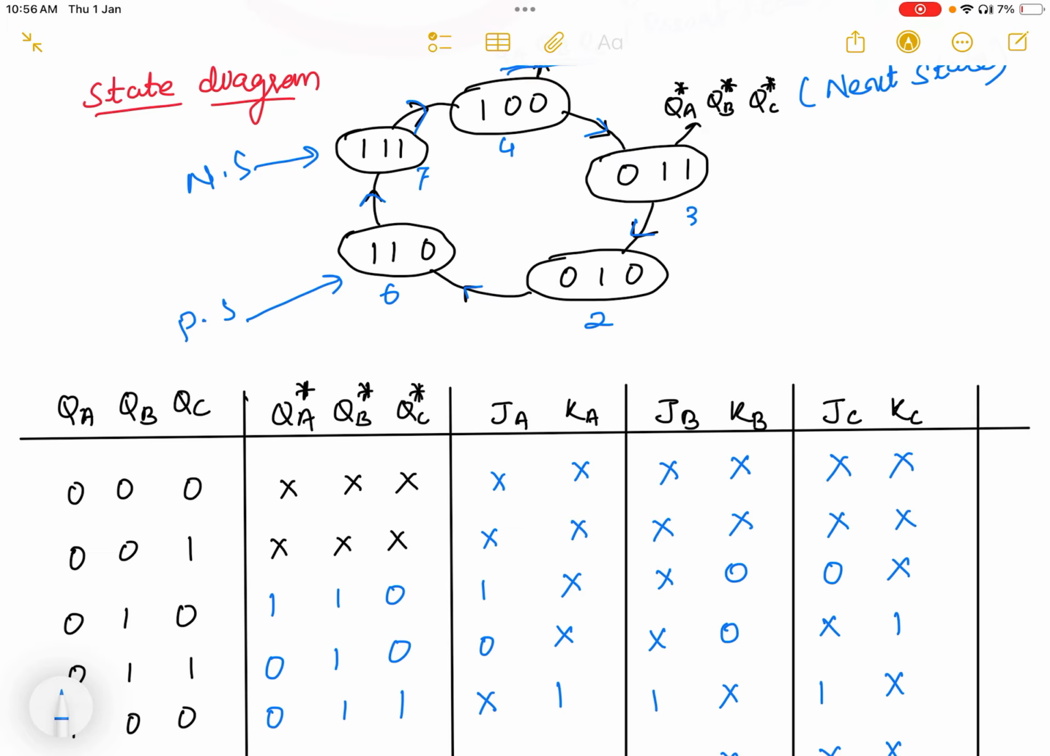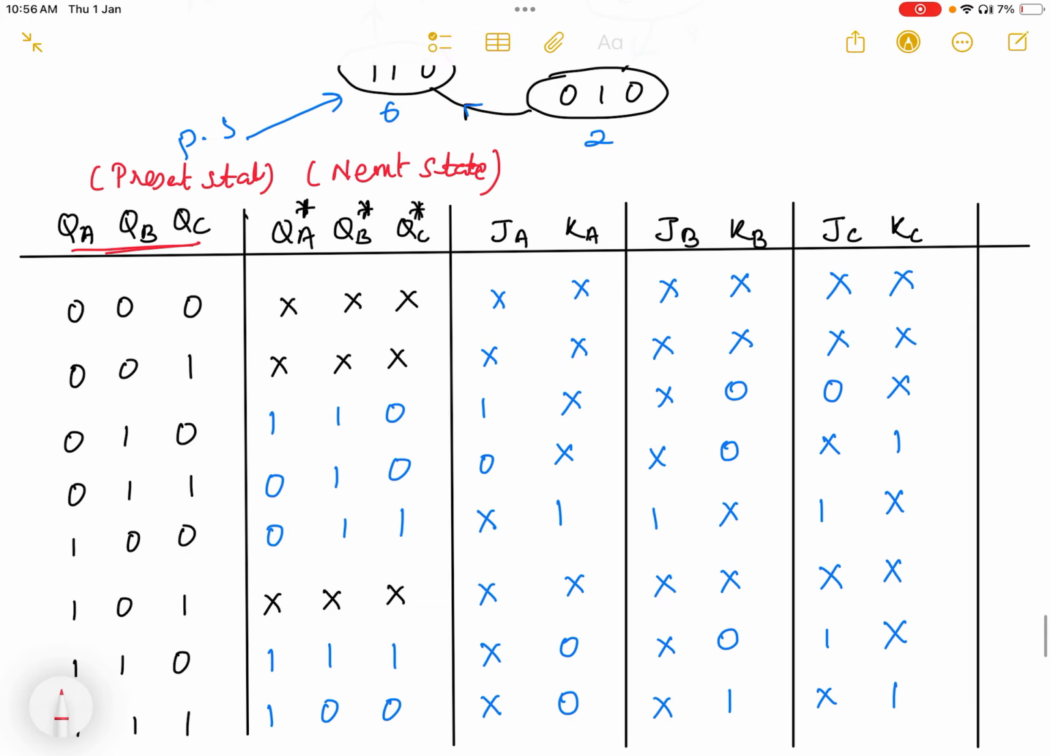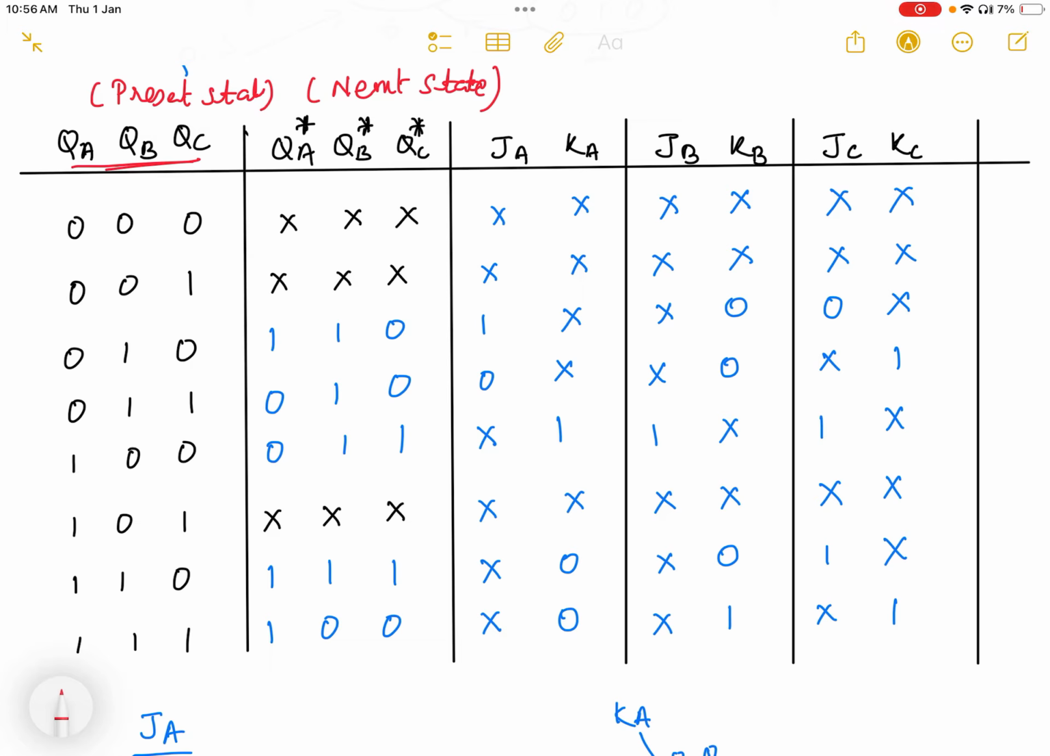So the truth table for the conversion. As I told you, QA, QB, QC is the present state, and this is the next state. Once I have written the present state, since we're using three flip-flops, I write down the possible combinations. We'll start from 0 0 0 to 1 1 1. So basically these are the decimal values 0, 1, 2, 3, 4, 5, 6 and 7. These are the present state values.